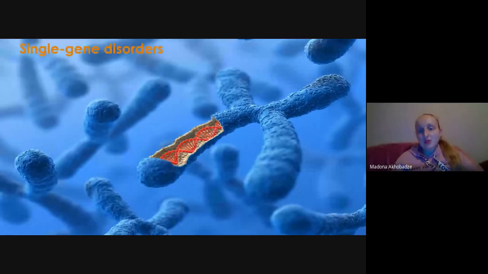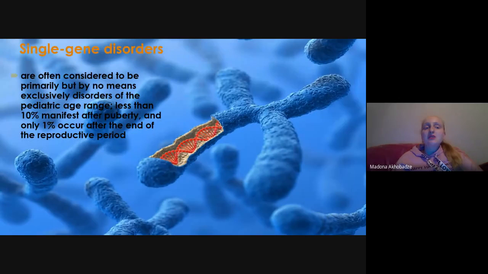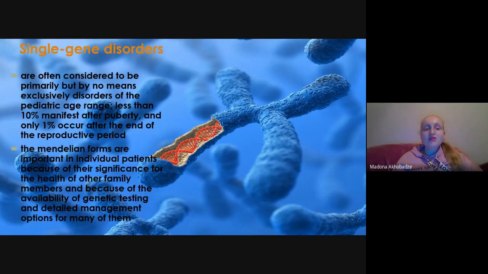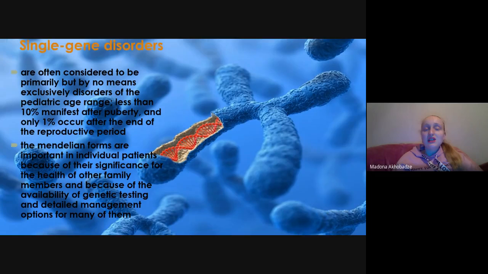Let's start with the single gene disorders. They are often considered to be primarily, but by no means exclusively, disorders of pediatric age, because 10% manifest at puberty and others at the end of the reproductive period. So they are not necessarily pediatric, but these are the ones detected at birth. Mendelian forms are important in individual patients because of their significance for the health of other family members and because of the availability of genetic testing and detailed management options for many of these diseases.